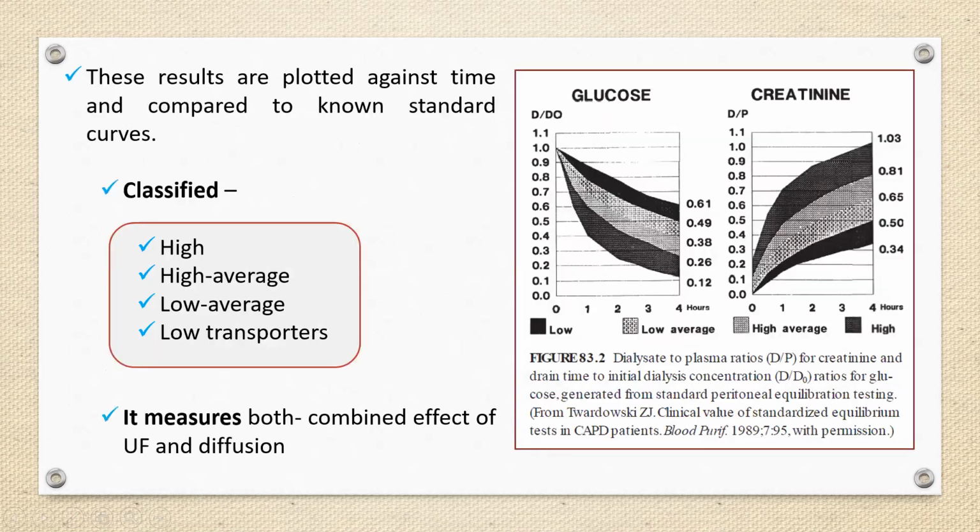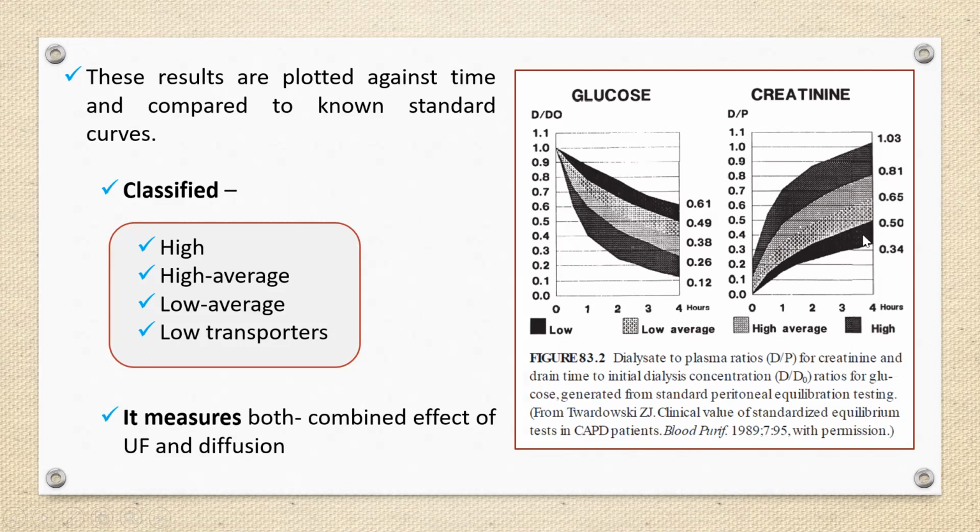These results are plotted against the time and compared to the known standard curve. On the right side, I have shown a standard curve. Here is the standard curve for the D/D0 glucose, and on the x-axis there is 0, 2R and 4R, and on the y-axis there are values. Similarly, there is a dialysate to plasma ratio of the creatinine that is called D/P creatinine, and I have seen it in the 4 categories.